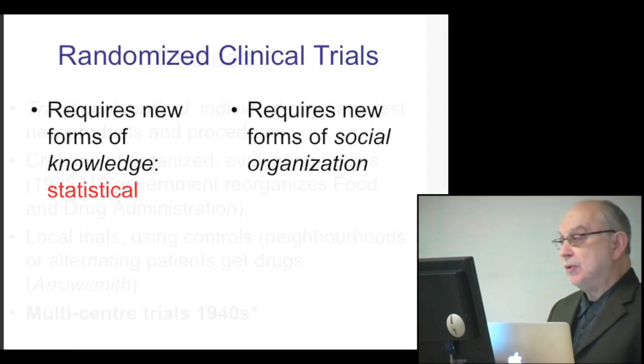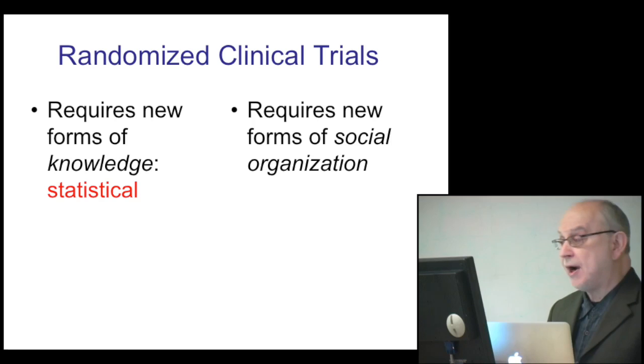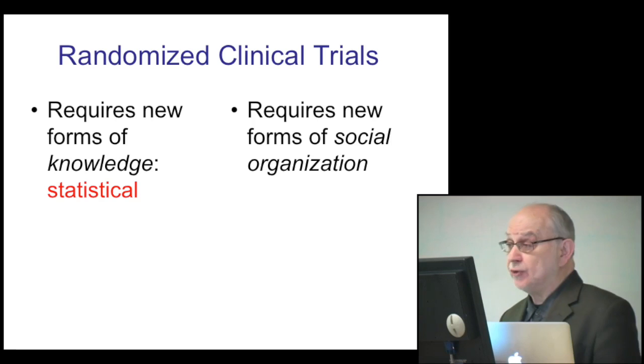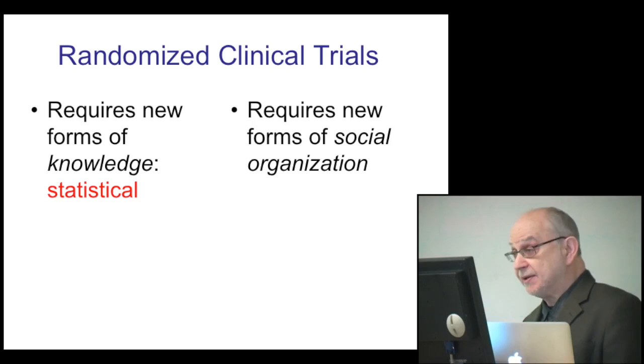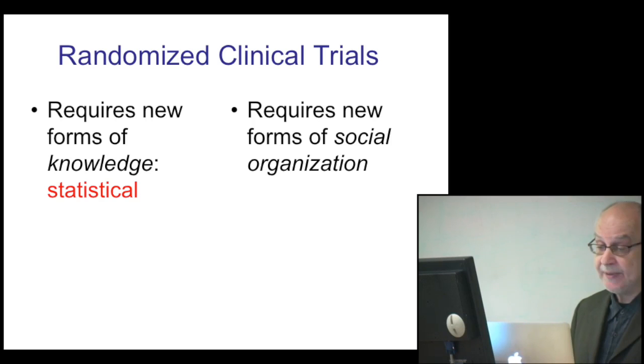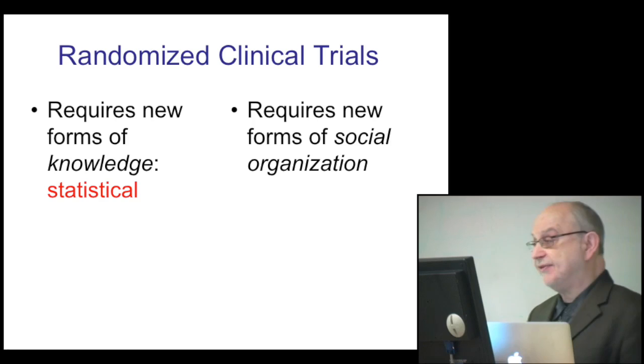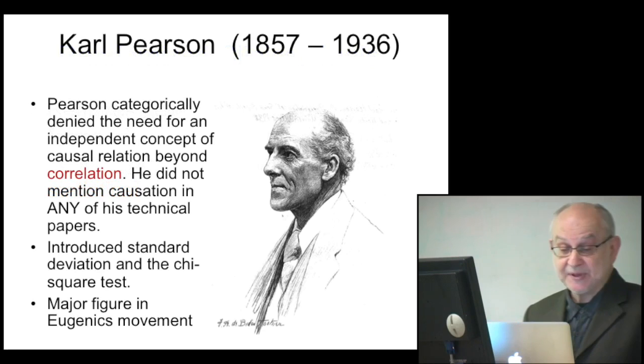So, we now come to randomized clinical trials, which required two things in order to be effective. The first thing that they required is new forms of knowledge, particularly statistical techniques. And the other thing that they required is new forms of social organization. So let me talk a little bit about the new forms of knowledge. I won't really emphasize this. Some of the key tools were developed. Statistical tools were developed by Karl Pearson, who is probably most famous as a central figure and founder of the eugenics movement in Great Britain.